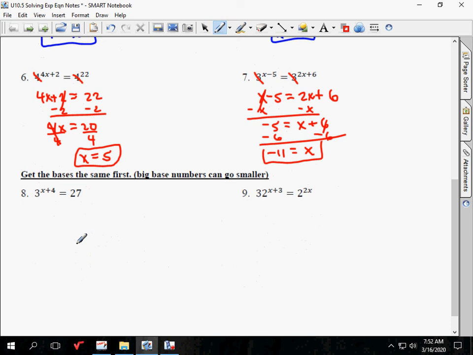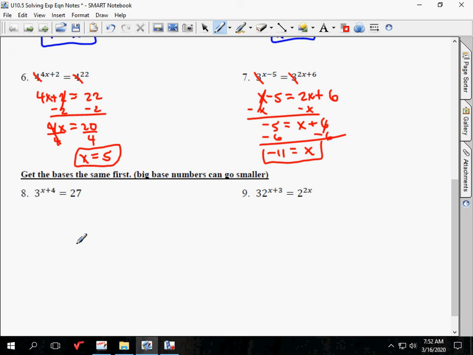Now you want to think big base numbers can go smaller using exponents. Okay, big numbers can go smaller. Small numbers cannot go bigger. All right. So the first thing you do is to find your bigger number. So in this case, 27 is the bigger base. See if you can make it the same as the other one, the smaller one.